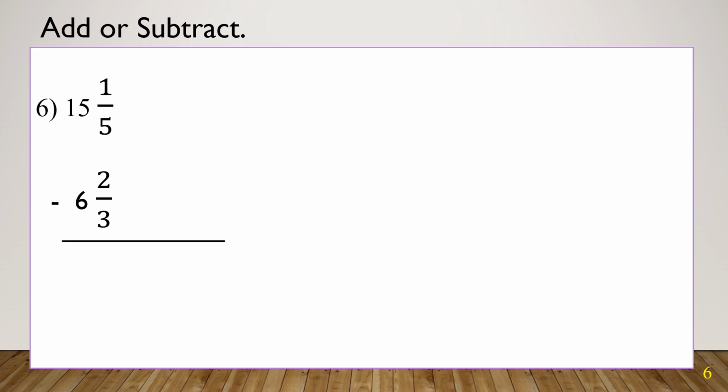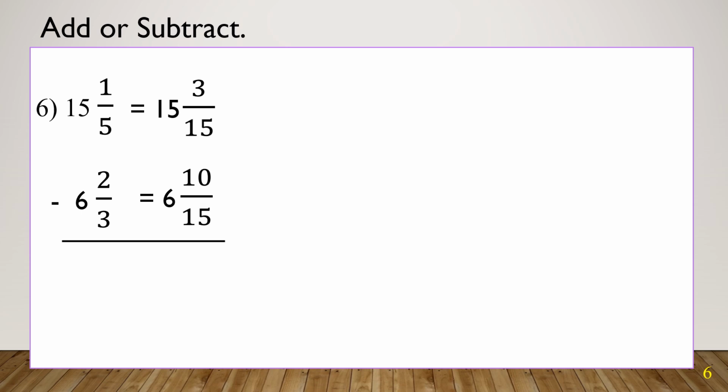Okay, next example, 15 and 1 over 5 minus 6 and 2/3. Again, dissimilar fractions. So, kailangan natin gawin siyang similar fractions by finding the LCD. So, ano ang LCD ng 5 and 3? Okay, correct. 15. So, 15.